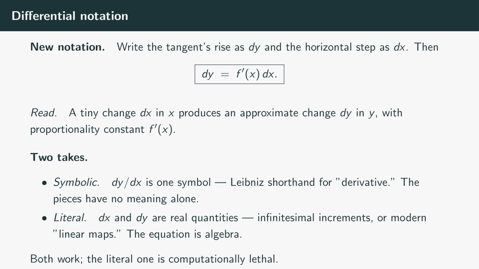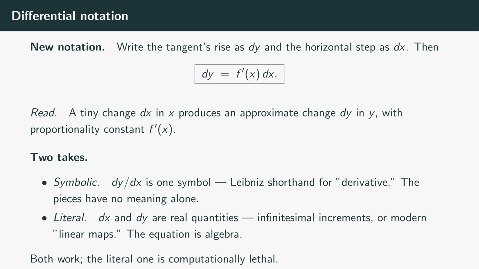Second interpretation, the literal one. Treat dx and dy as actual quantities. Small quantities, maybe infinitesimal, that's Leibniz's original idea, or maybe just a linear approximation to the change. On this reading, dy equals f prime of x times dx is a regular algebraic equation, with 3 honest numbers in it that you can manipulate, multiply, integrate, and reason about.